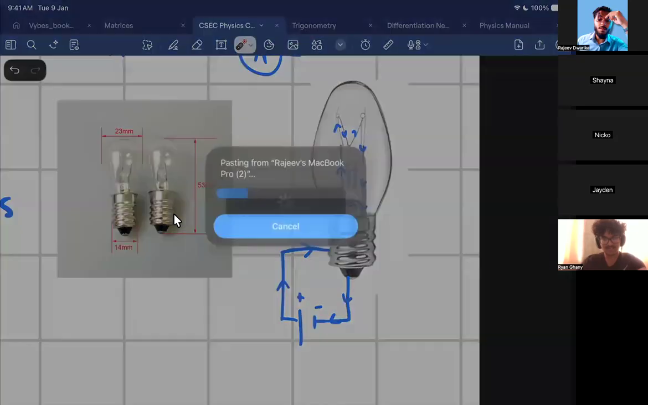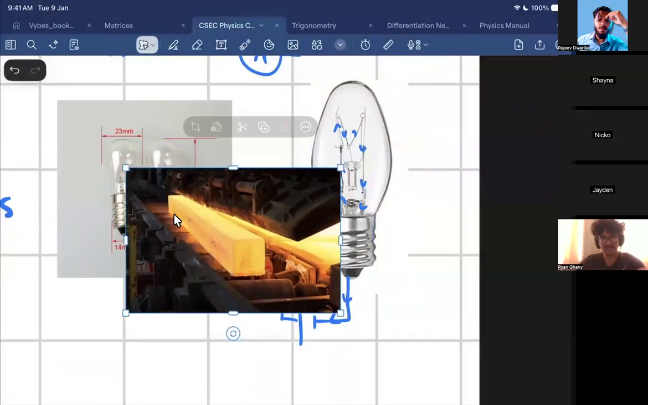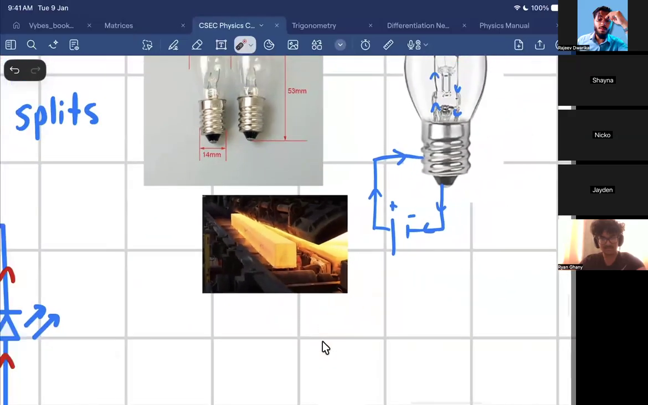So over here we have hot metal. What is the hot metal doing? Glowing. If something is glowing, it's producing light. Right? Please let me know if you're seeing that: when you heat up metal, it glows red. Are you seeing it now or no?